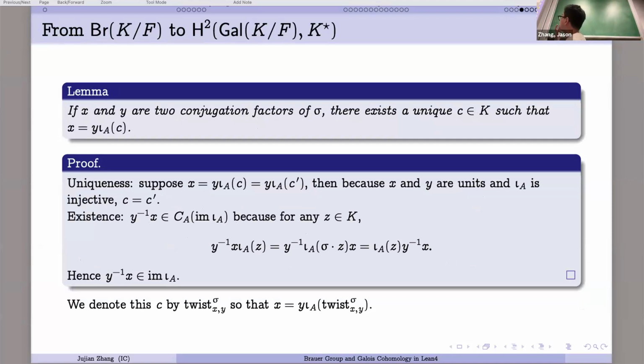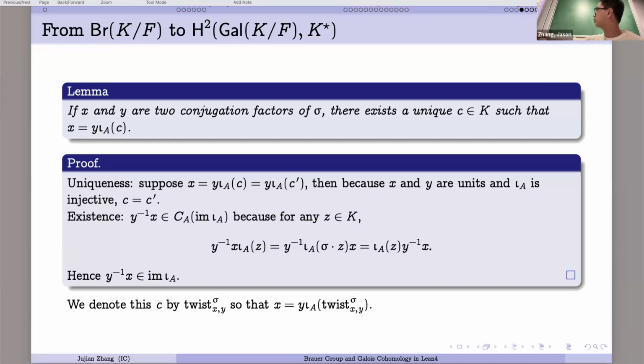And now, if X and Y are two conjugation factors, then they are related by some unique C in K, such that X is equal to Y times the image of C. And the uniqueness is because everything is invertible. And the existence is because Y inverse times X is in the centralizer, and the centralizer of the image is equal to the image itself. So Y inverse X must be in K. And we denote this unique C by the symbol twist.